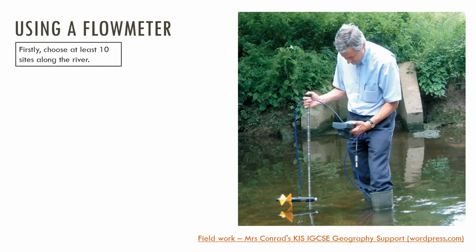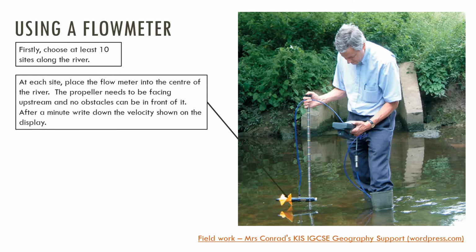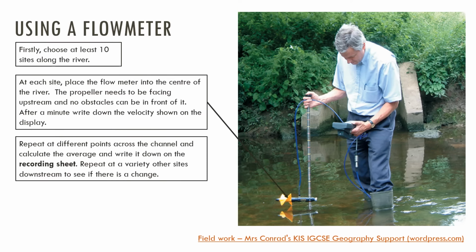So again, like using a floating object, you would choose at least 10 sites along the river. At each site, you would place the flow meter into the center of the river, with the propeller facing upstream and making sure there are no obstacles in front of that propeller. And then after a minute, you would write down the velocity shown on the display. Or you might get given a graph that you have to do a calculation for. You repeat at different points across the channel, calculate the average and write that average down on a recording sheet. And then you repeat at a variety of other sites downstream to see if there is a change.